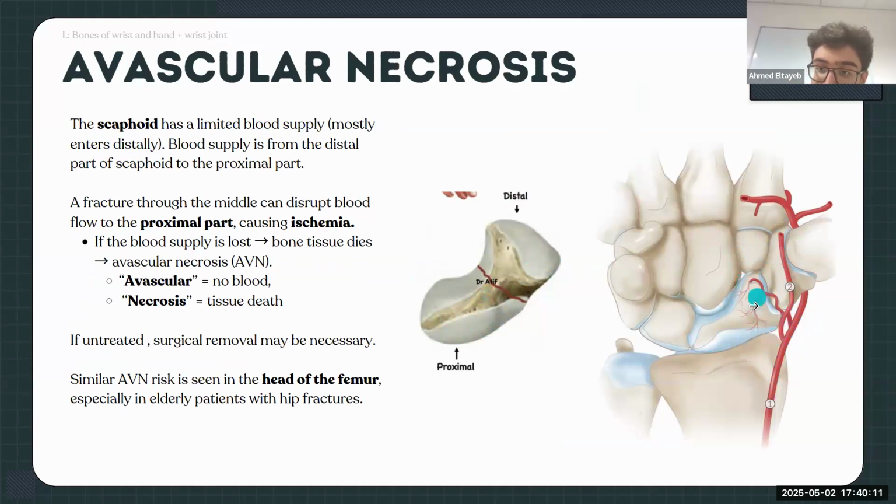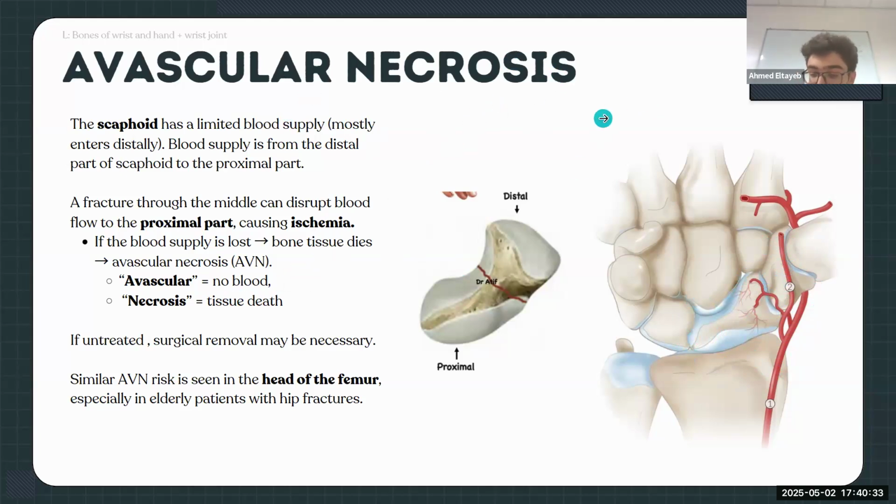And the artery is going to the distal first. The proximal isn't as vascular. So when you have a fracture and this blood supply is completely broken or obstructed, this proximal part is highly susceptible to something called avascular necrosis. What does necrosis mean? It's tissue death.